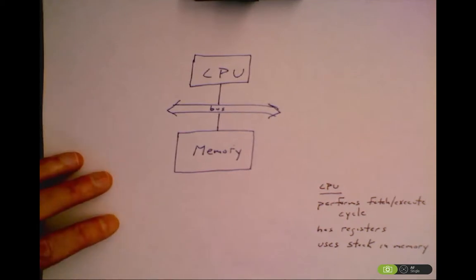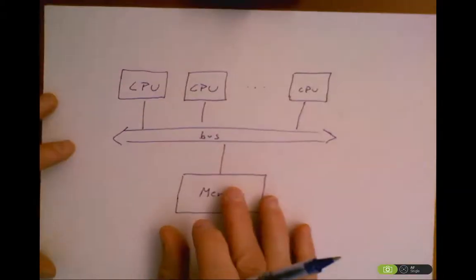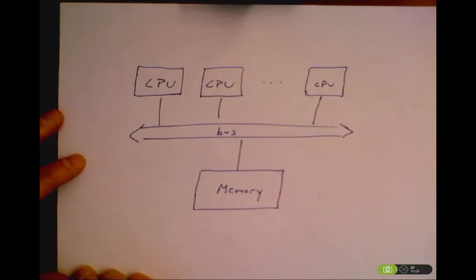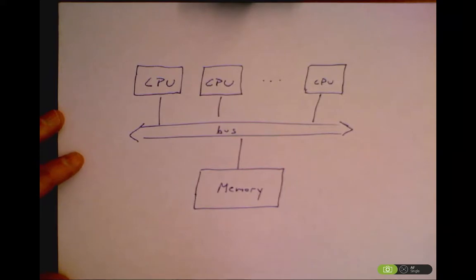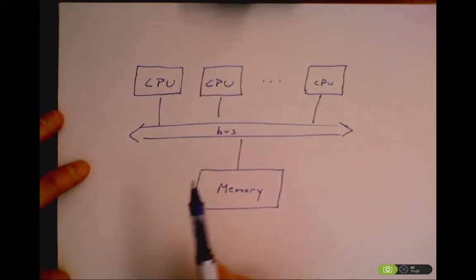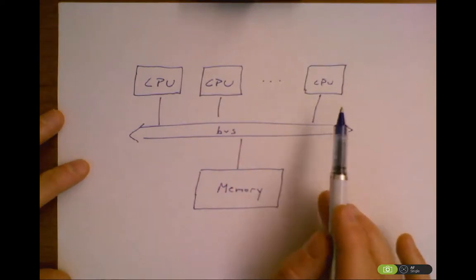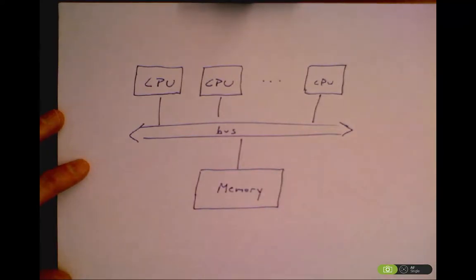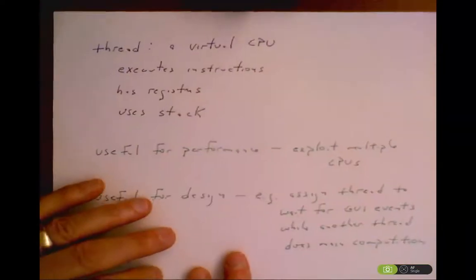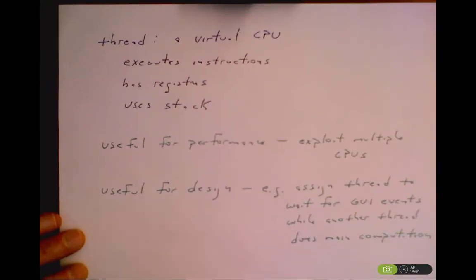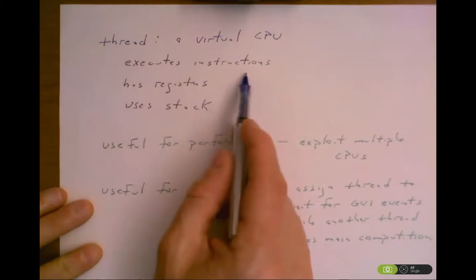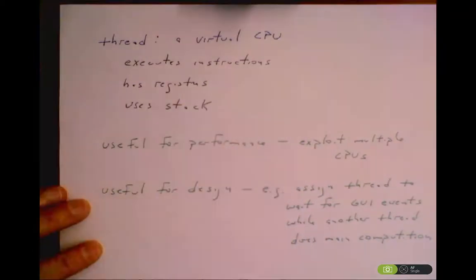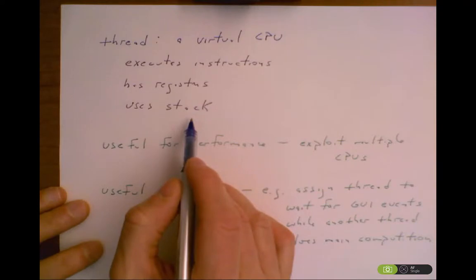And where are we headed? Well, we're headed to this model where we have multiple CPUs. Modern machines now, even our laptops, typically are multi-core, meaning they have a set of CPUs available to them, all dangling off the bus, all using a common memory. And one way to think about threads is that a thread provides a virtual CPU, right? It executes instructions. It has registers that are its own copy, not shared with another thread. And it uses a stack in order to do function calls.